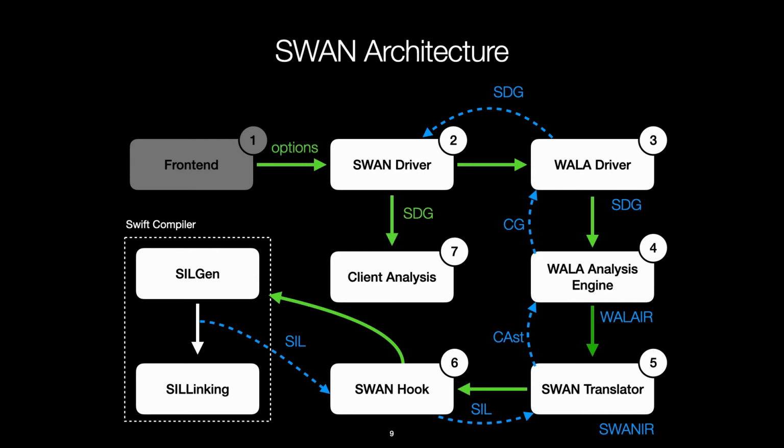The SWAN driver then gives it to SWAN's custom client analysis, which is taint analysis in this case. The taint analysis finds paths from sources to sinks in the SDG, and then ultimately gives the results of the taint analysis with source information back to the front end, where the results are displayed to the user.